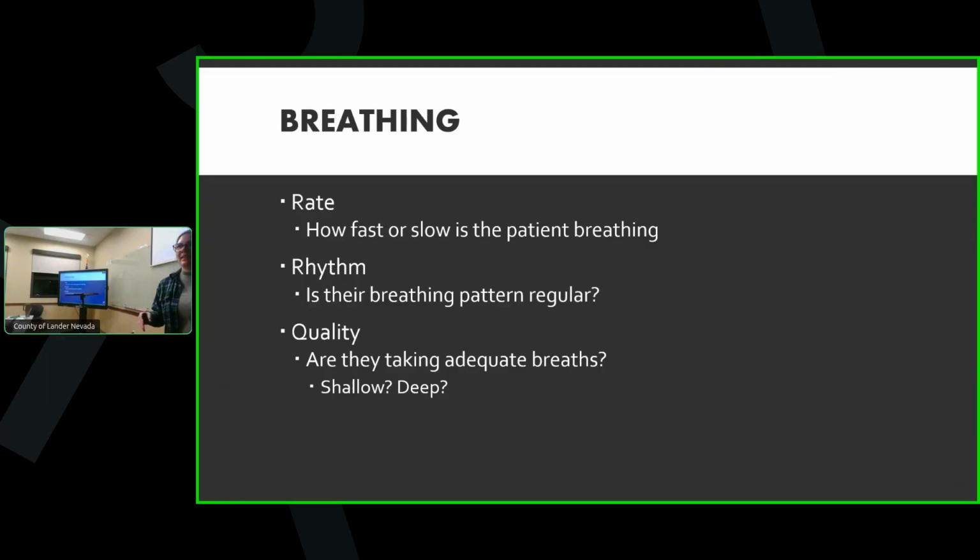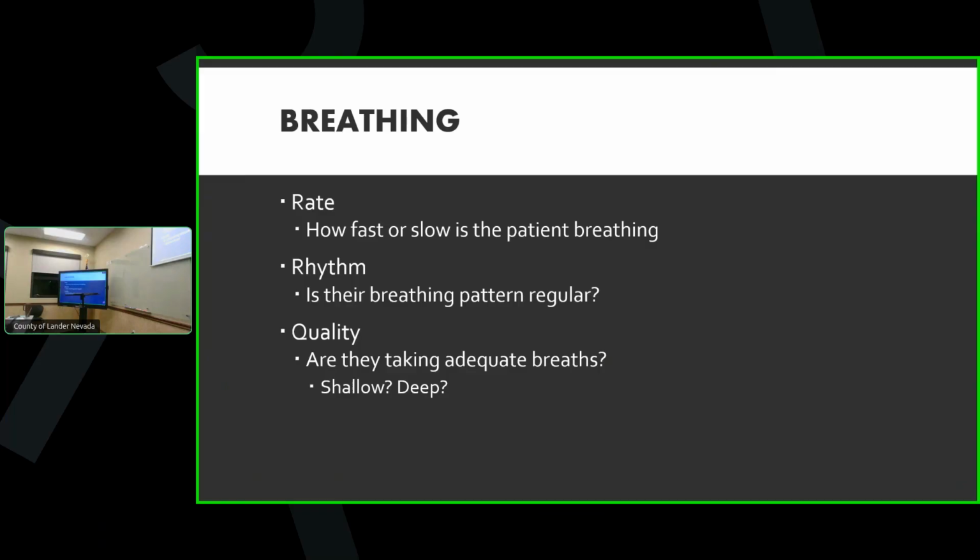Apnea or apneic. Good. So then you look at their rhythm. Are they breathing in a regular pattern? Are they breathing irregularly? Are they taking really, really deep breaths and then really shallow breaths and then no breaths and then shallow breaths and then deep breaths? So watch their breathing pattern. Is it regular or is it irregular?